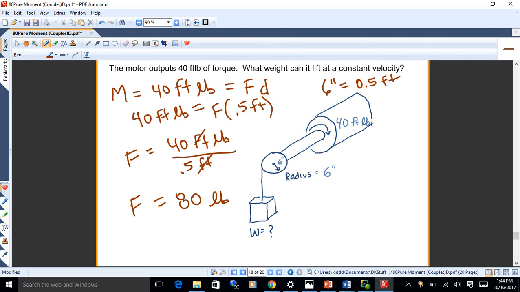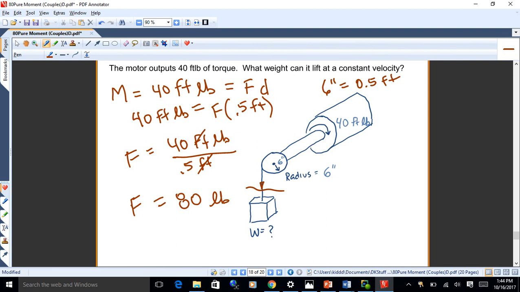So 80 pounds. Just follow the units through if nothing else, okay? So what you've got coming out of that motor is 40 foot-pounds, which is a couple, just a twist. And then if you look at this, you're turning the motor there clockwise, aren't you? So if you cut your free body diagram like that, you know that you get a tension pulling down.